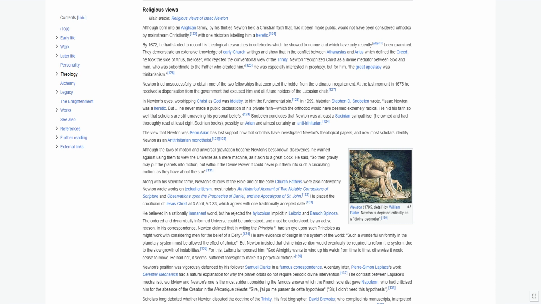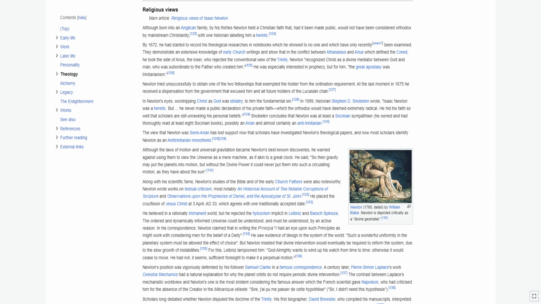Newton tried unsuccessfully to obtain one of the two fellowships that exempted the holder from the ordination requirement. At the last moment in 1675 he received a dispensation from the government that excused him, and all future holders of the Lucasian chair. In Newton's eyes, worshipping Christ as God was idolatry, to him the fundamental sin.